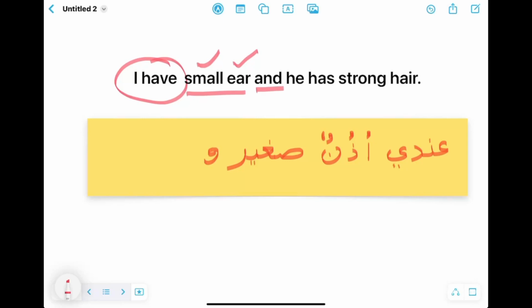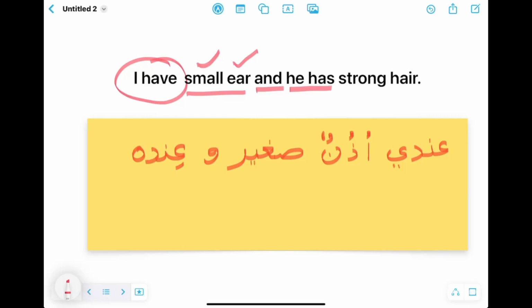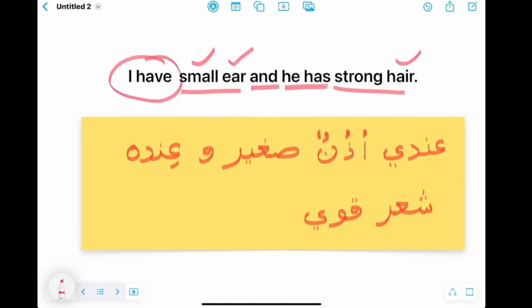And wa. He has. What is he has in Arabic? Just now we learned what is he has. In. In the hu, right? Indahu. Strong hair. First translate hair. What is hair? Shar. Come on, write. Shar. Strong. Qawi. Qawiyun. Okay. Come on, now let's read. عندي أذن صغير وعنده شعر قوي.